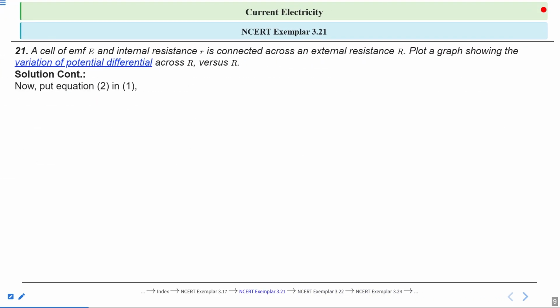Now put equation 2 in 1. After solving or arranging the equation, we will get V equal to capital E upon 1 plus small r upon capital R. Now we will draw the plot.